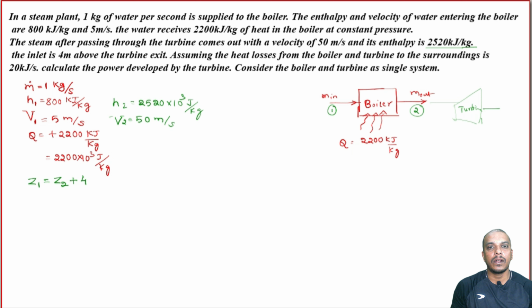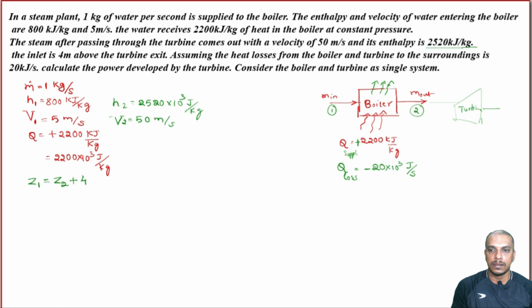Assuming the heat losses from the boiler and turbine to the surrounding. So, heat loss is there. We had supplied 2200 kilojoule per kg of heat, but there is heat loss also. This was heat supplied. Now, heat loss is 20 kilojoule, so minus 20 kilojoule per second, into 10 power 3 joule per second. Calculate the power developed by the turbine.